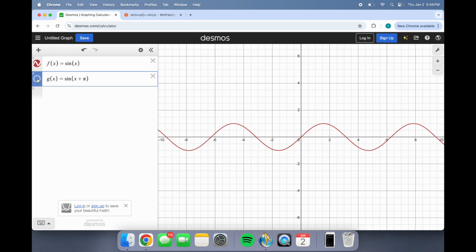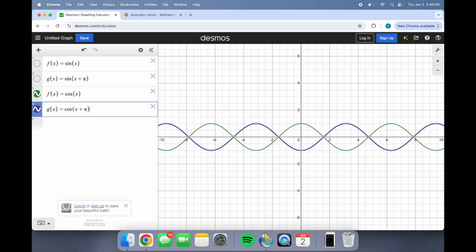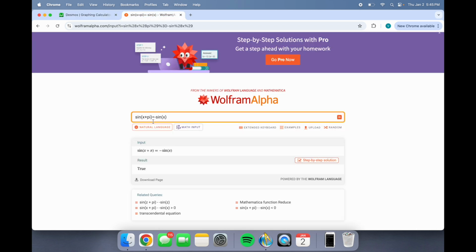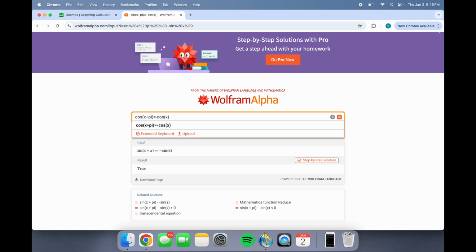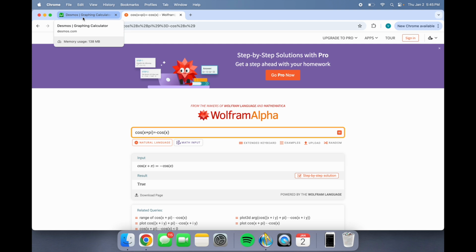Not only is it true, it's also true for cosine. So if we look at f of x equals cosine of x, and g of x equals a shifted version of cosine, specifically by pi, again, we see that these two functions look to be negatives of each other. So cosine of x plus pi looks like it is the negative cosine of x. And in fact, that is also true.